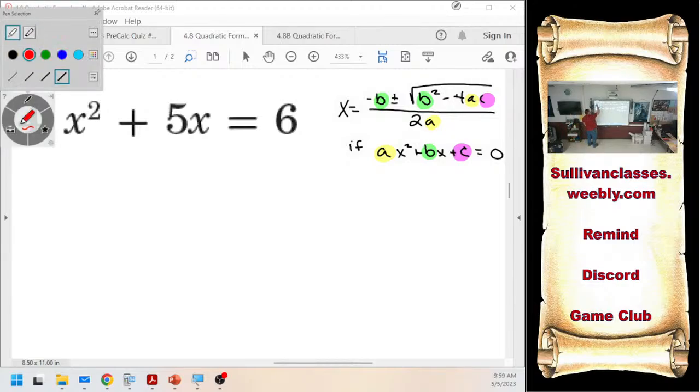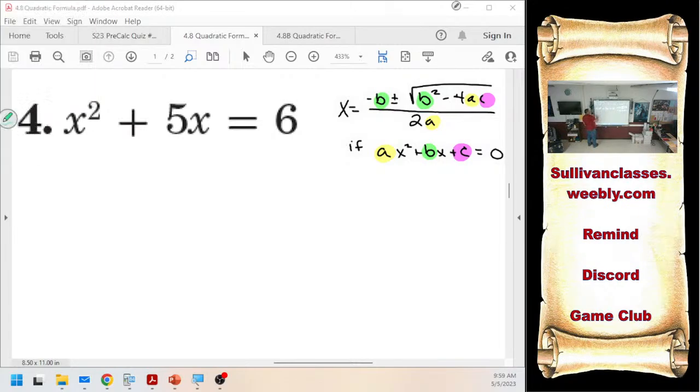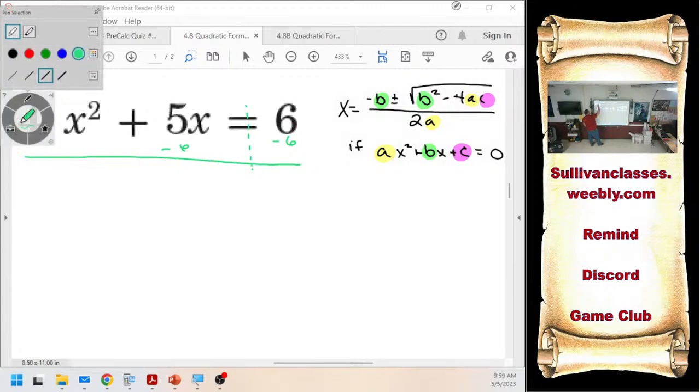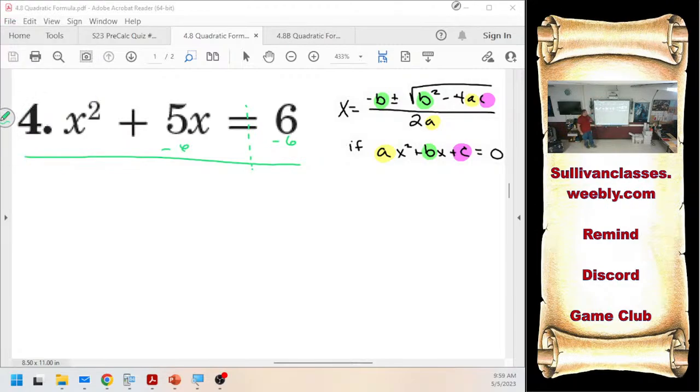So, first of all, does it look the way I want it to? Do I have ax squared plus bx plus c equals 0? Not yet. So I got to subtract 6 over. And we get, all 3 of these are not like terms: turtle, giraffe, tuna. So x squared plus 5x minus 6 equal to 0.